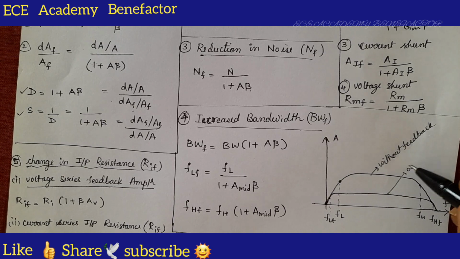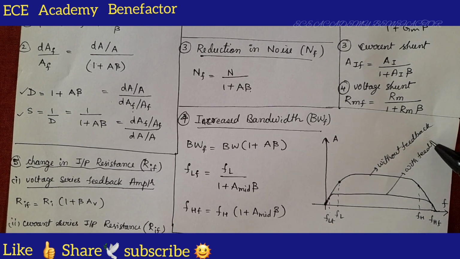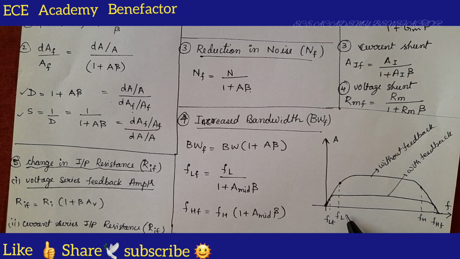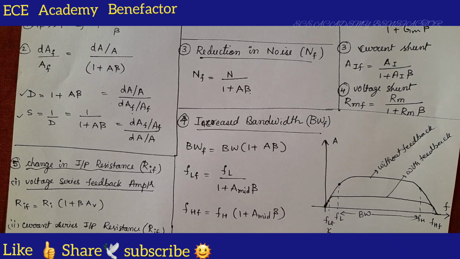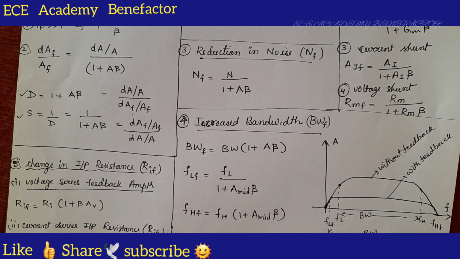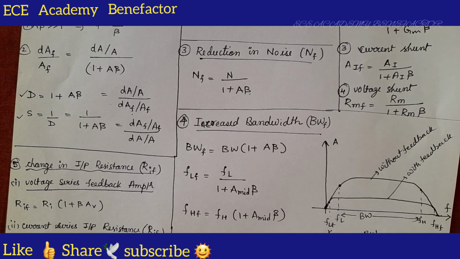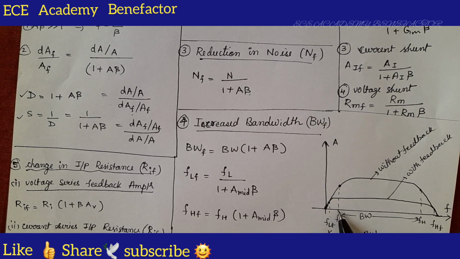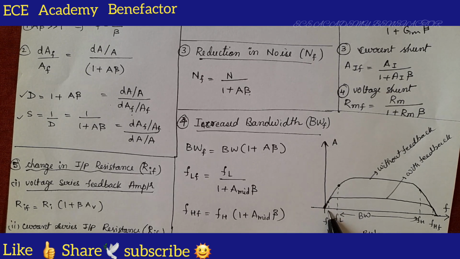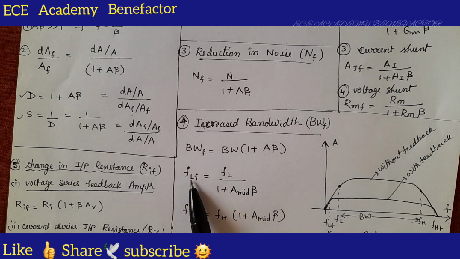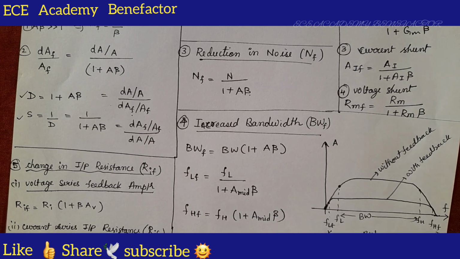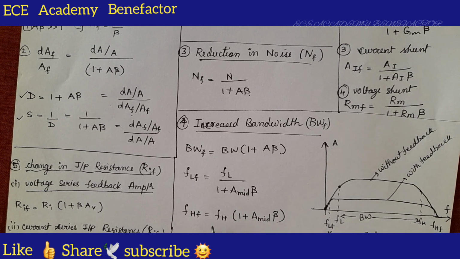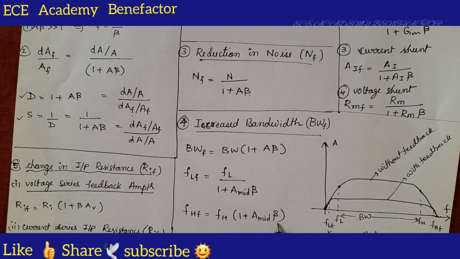And this is with feedback. So the difference between FH and FL is known as bandwidth. So we observe that bandwidth with feedback is larger compared to bandwidth without feedback, because here the lower cutoff frequency FL is reduced. Reduced means the equation will be FLF is equal to FL by 1 plus A mid beta, and here FHF is increased. Increase means multiply, FH dot 1 plus A mid beta.